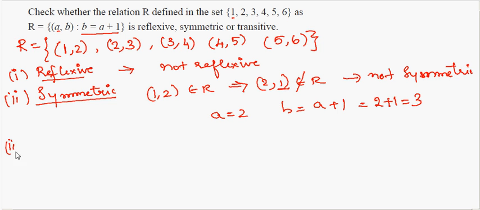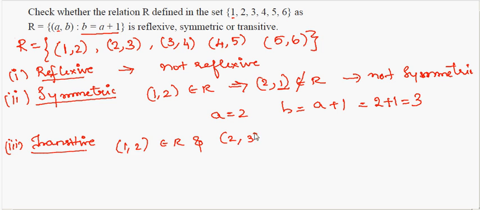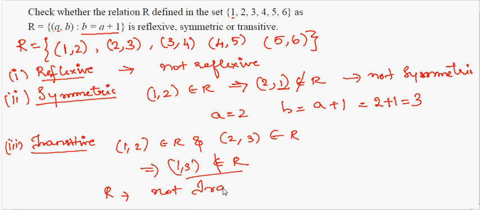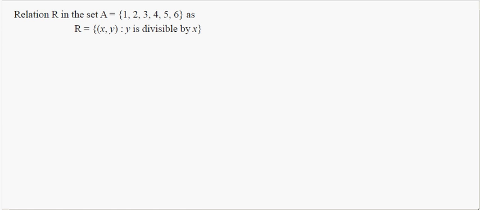Next, we'll check out the third one, that is transitive. So in this case, if I take (1, 2), which belongs to R, and (2, 3), which also belongs to R, then (1, 3) should belong to R. Just check whether (1, 3) belongs to R. No. So this does not belong to R. Therefore, I can say R is not transitive. So the given relation is neither reflexive nor symmetric nor transitive.